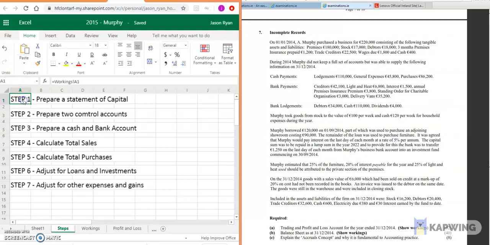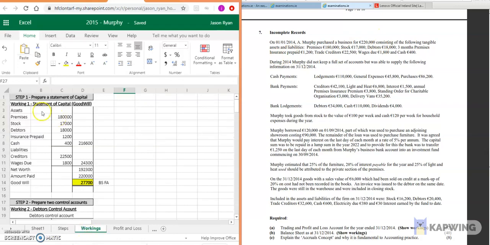First step one, you're going to prepare a statement of capital. And all of that is looking at the start of your question, seeing what your assets are, seeing what your liabilities are, seeing how much we paid for it, and the difference then would be your goodwill. So in this question, we'll have our assets: your premises of 180,000, stock 17,000, debtors 18,000, 3 months premises insurance prepaid of 1,200, and then your cash of 400.